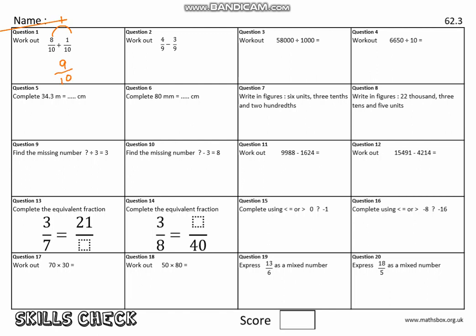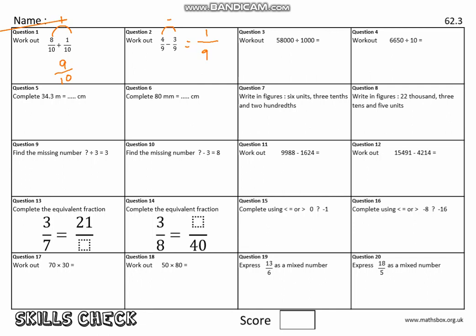Second one, again, we've got the same denominator, so we don't need to do anything to the denominator. We're just going to have to take away the top numbers. So we need to do 4 minus 3 equals 1, and over 9 because our denominator is the same. So we've got 1/9 there.